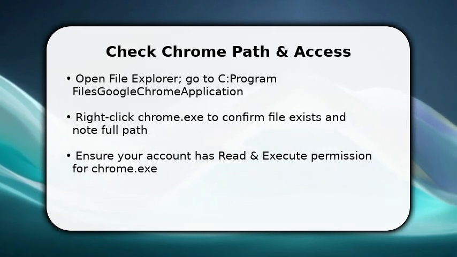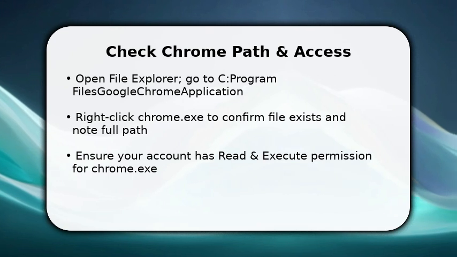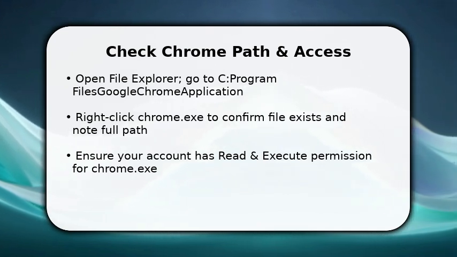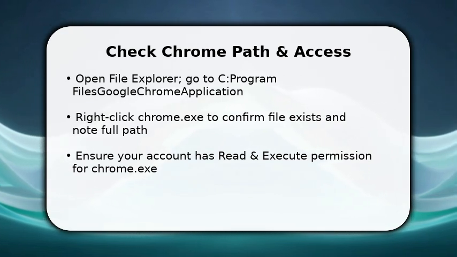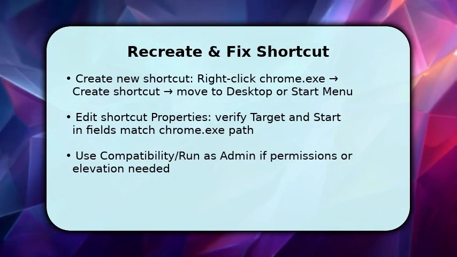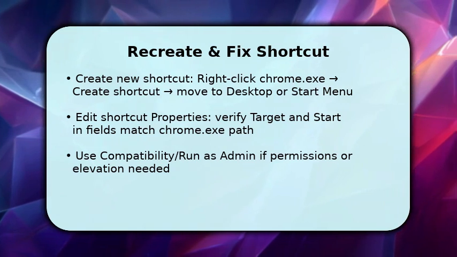If permissions are missing, elevate to an admin account and grant access. This prevents broken shortcuts from failing silently when the binary is inaccessible. Now recreate the shortcut properly so Windows points to the right binary.